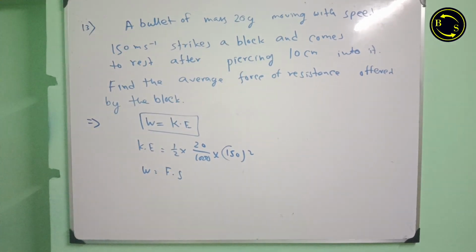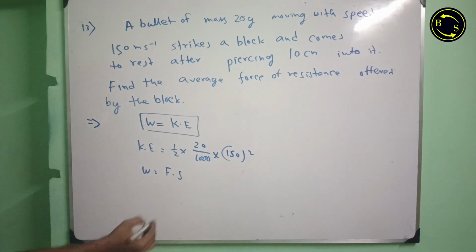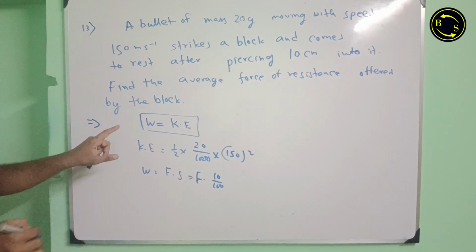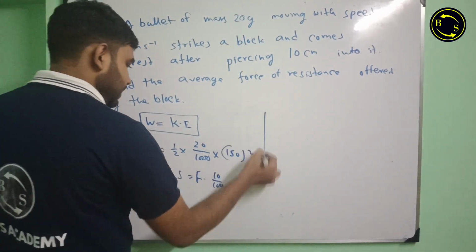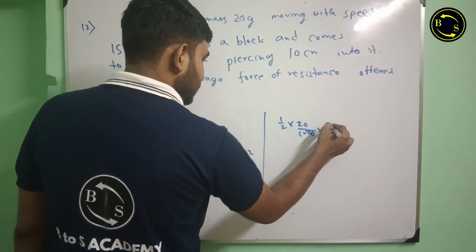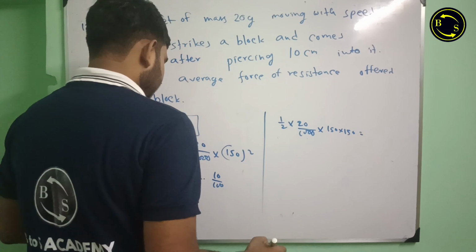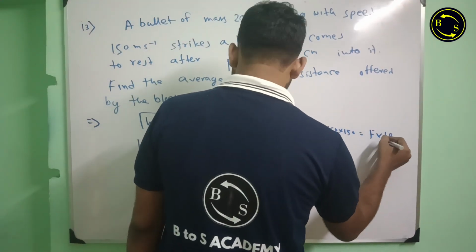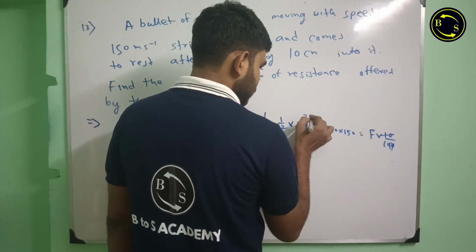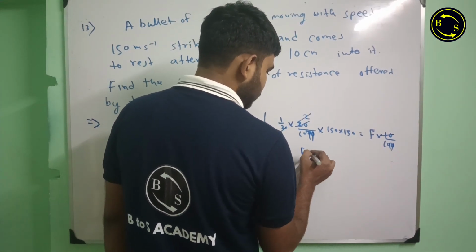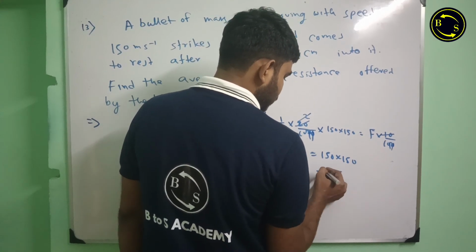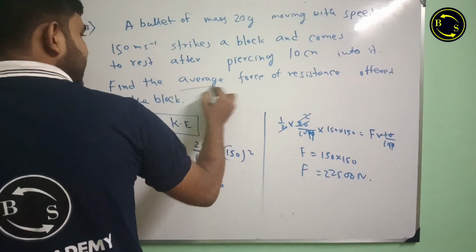So from the work energy theorem, this W, and S is 10 cm, 10 by 100. From the work energy theorem, kinetic energy is equal to W, so half into 20 by 1000 into 150 into 150 is equal to F into 10 by 100. Then the 100 cancels, cancel with the 2, then F is equal to 150 into 150, so the value of F is 22500 Newton. This is the average force of restriction.